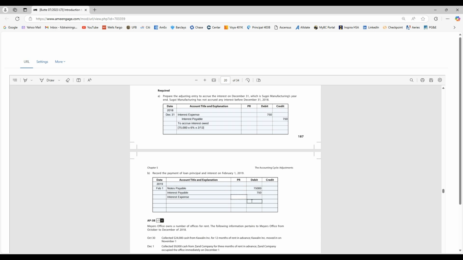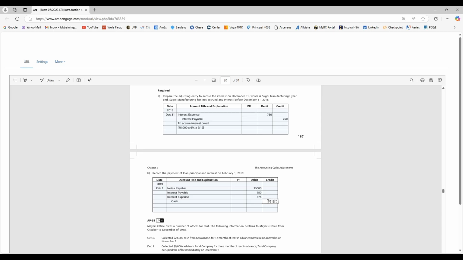And so one way we can do this easily is to say, okay, $750 was the amount for 2 months, so if we're talking about just 1 month, it's going to be $375, which is 1/2 of the $750. If you want to do the calculation, it would be 75,000 times 6% times 1/12. But since we already know what 2/12 is, it's pretty easy just to take 1/2 of that. So that's what I've done there. And then, repaying the principal of the loan, paying off the interest that we accrued on December 31st of last year, and then recording the amount of expense that we owe in 2019.